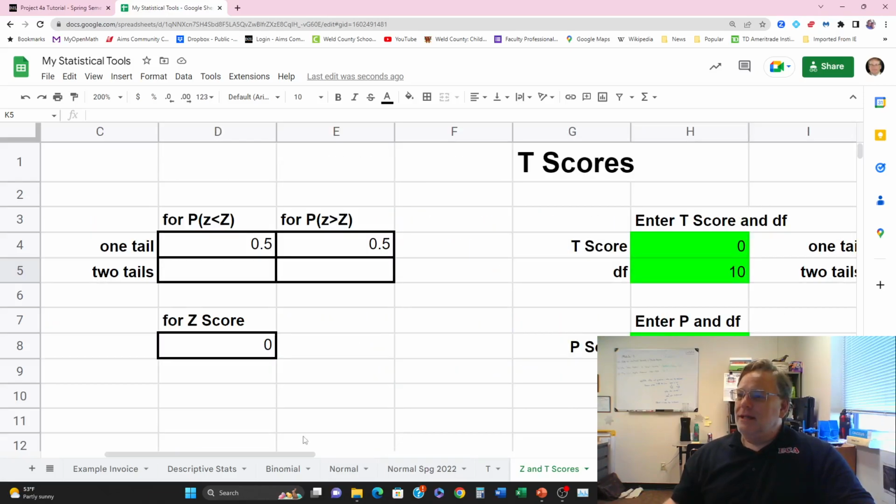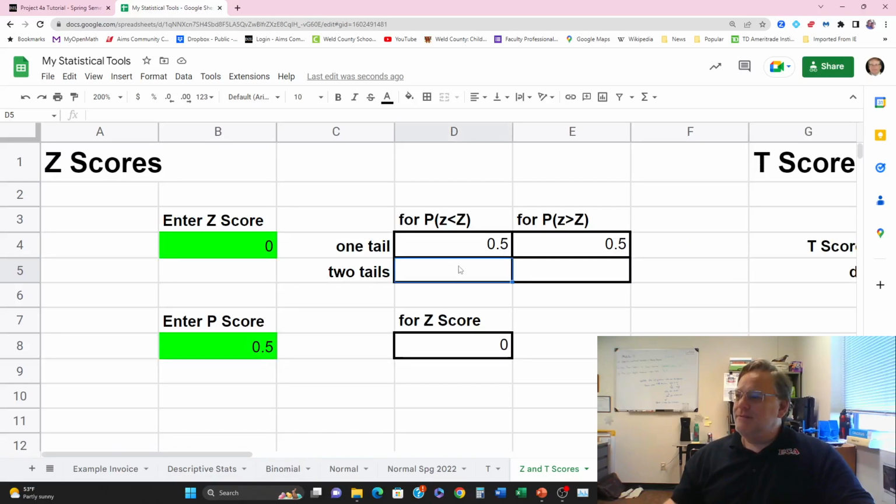Okay, now let's go to the left here, back to z-scores, and let's take a look at these values here in the lower left. The formula is a little bit more complex here, but nothing compared to some of the things you've had to deal with previously. This one basically has to choose the smaller of the two values up here and then double it. It's essentially what it has to do.